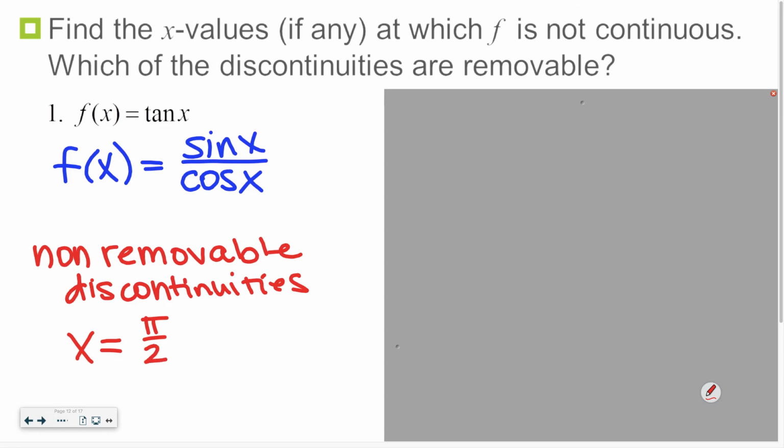So, we could write that as pi over 2 plus pi n. So, pi over 2 plus pi, plus pi, plus pi, plus pi. Pi over 2 minus pi, minus pi, minus pi, minus pi. Does that make sense?